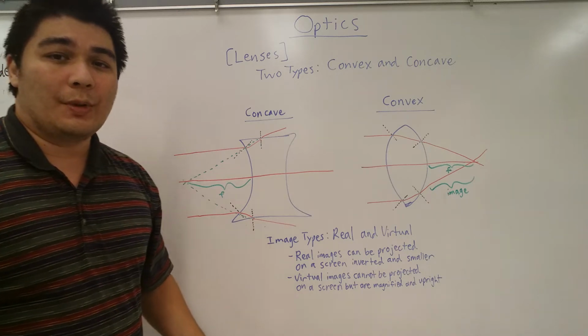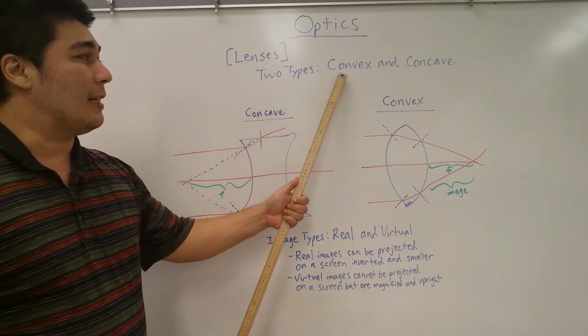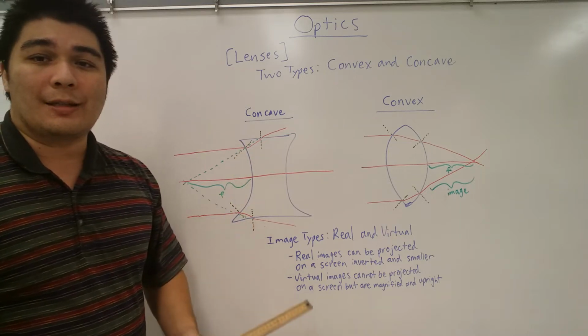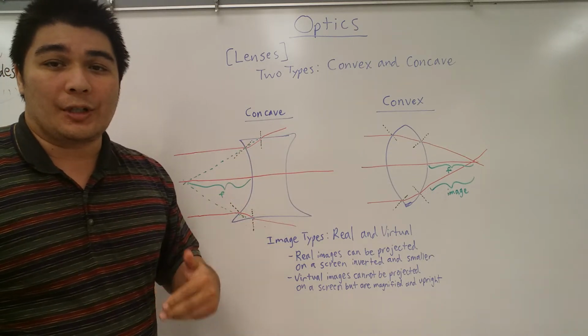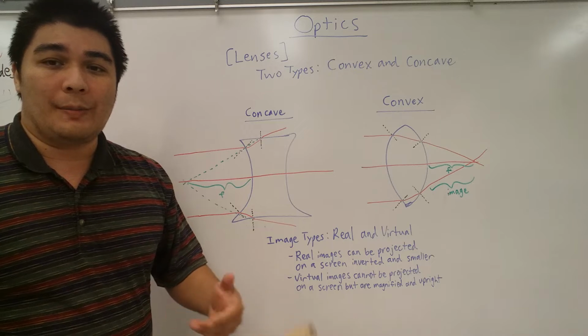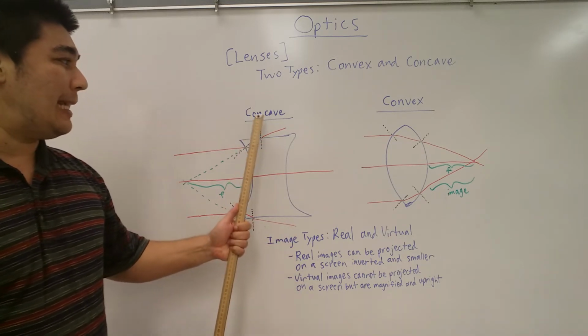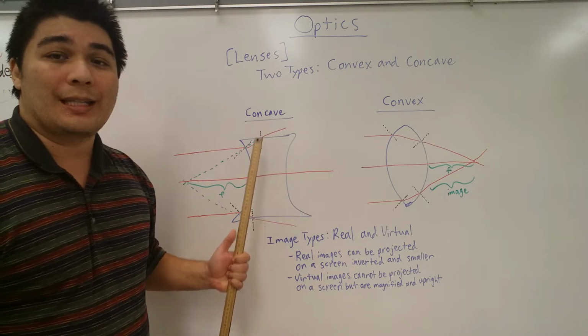So for this one, we're going to talk about the two types of lenses, convex and concave. You may also have heard of them as convergent and divergent lenses. I'll go over them and try to make sure you understand the differences between the two. So a concave lens is also known as a diverging lens.